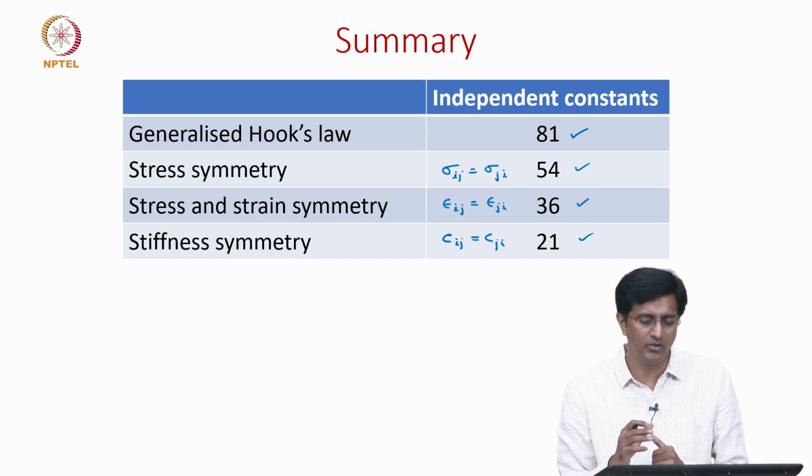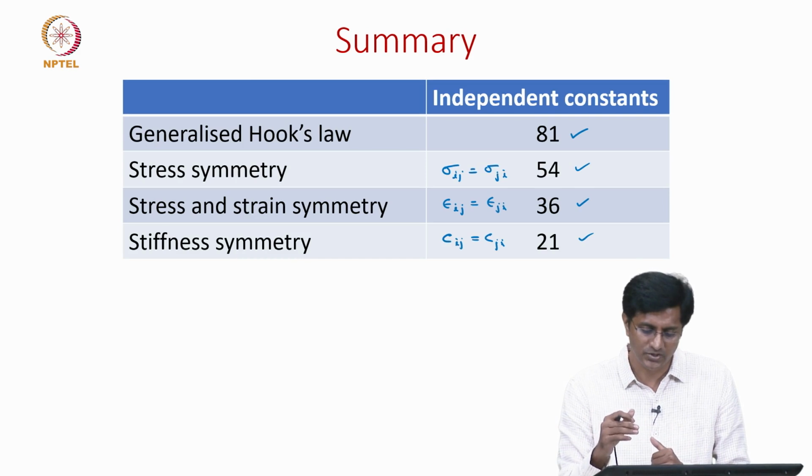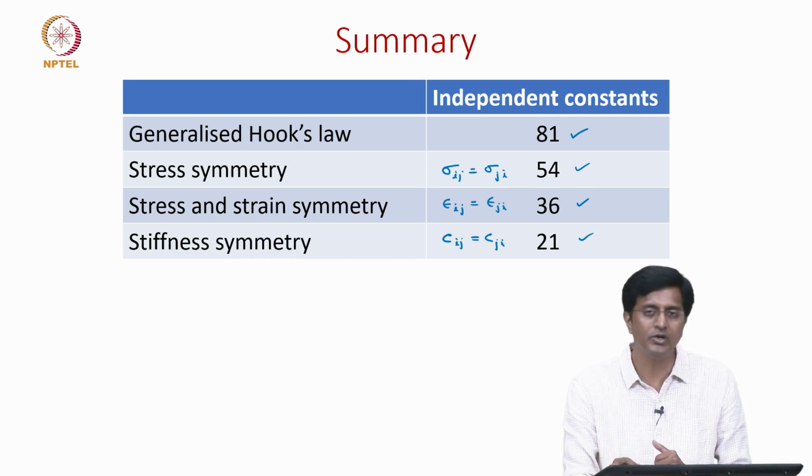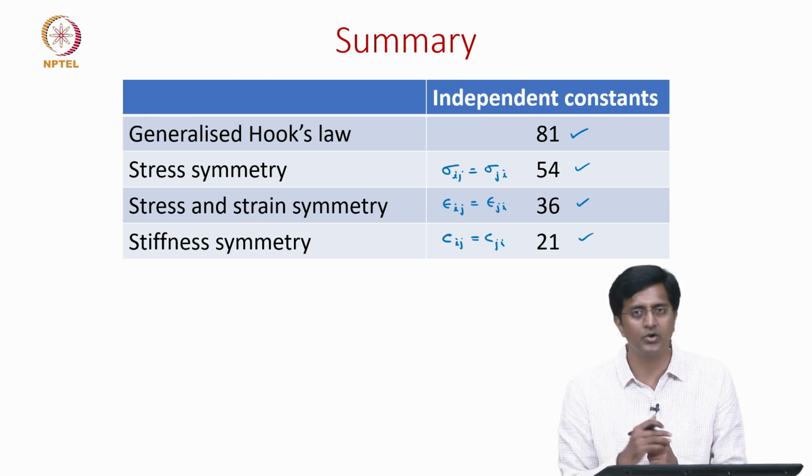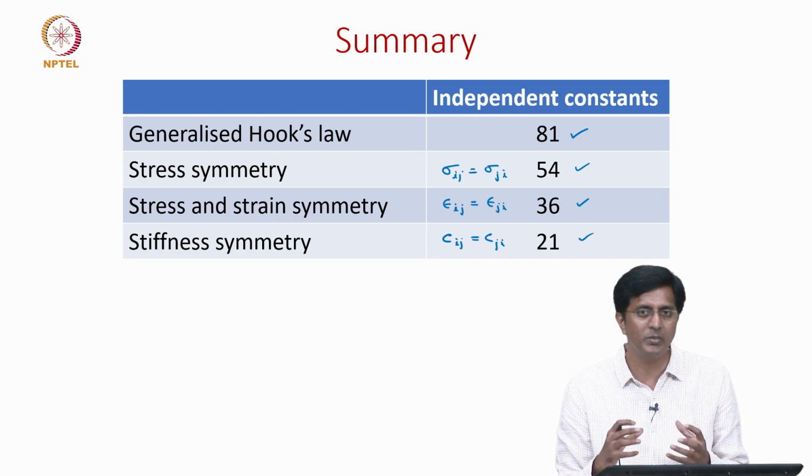In the next video we will look at further simplifications. We will start from these 21 independent constants, and then we will go to an isotropic material with just 2 independent constants. We will show that there are some symmetries available in the material which we can use to reduce the number of constants. See you then.